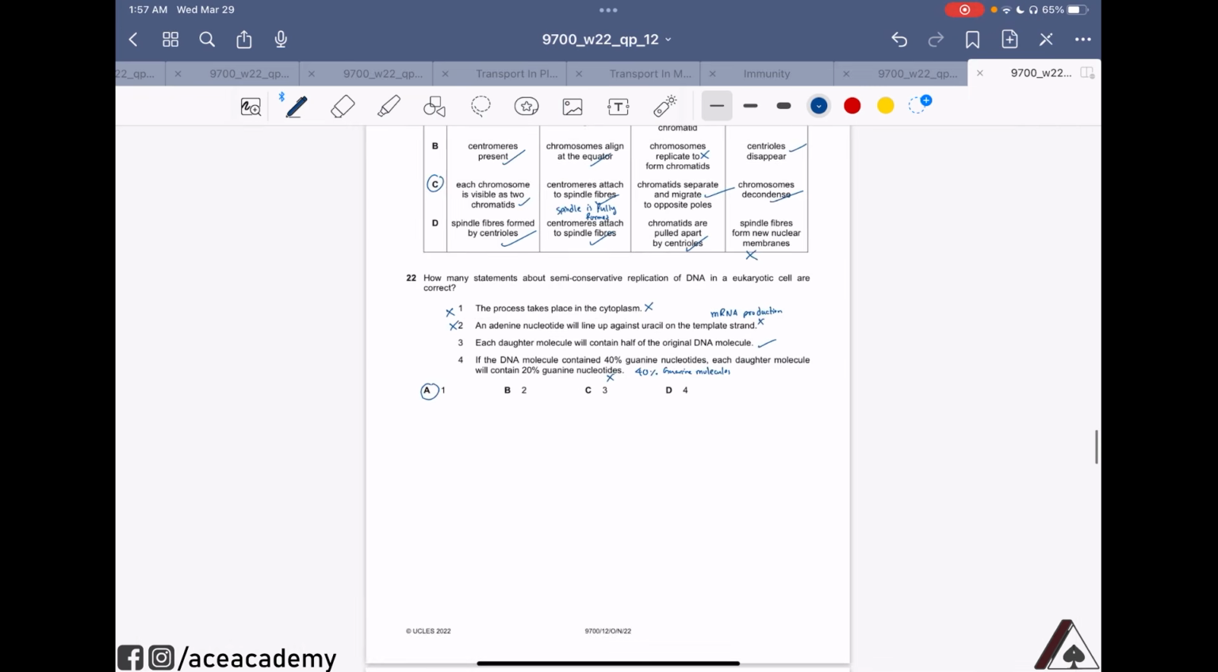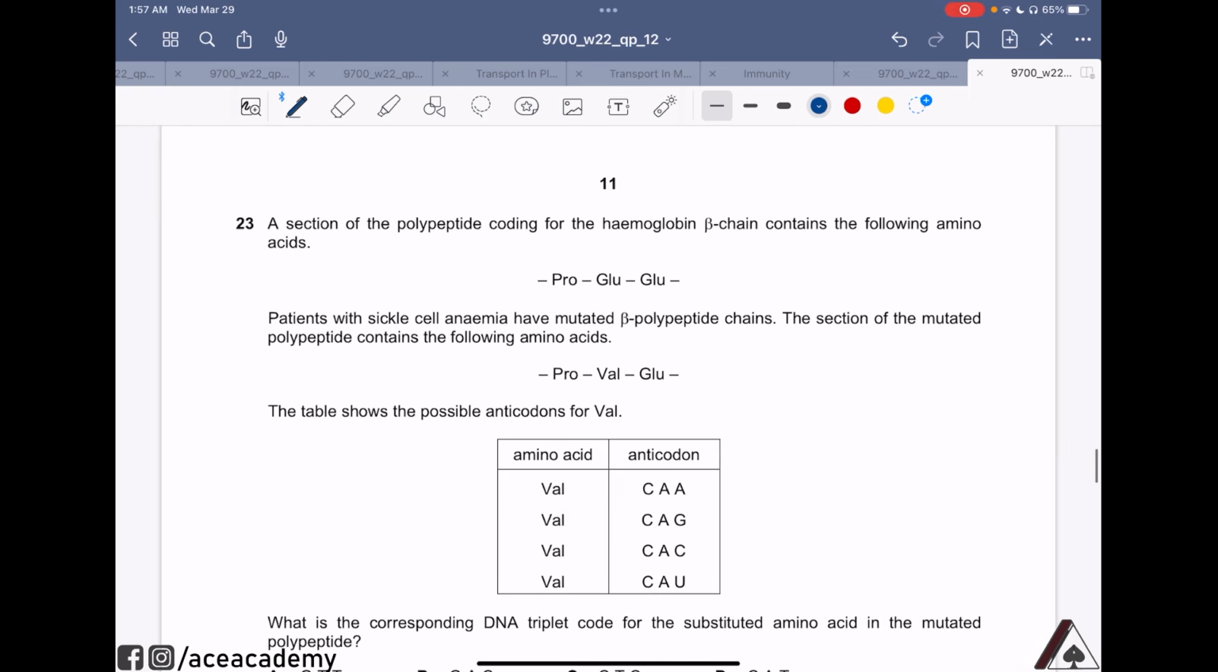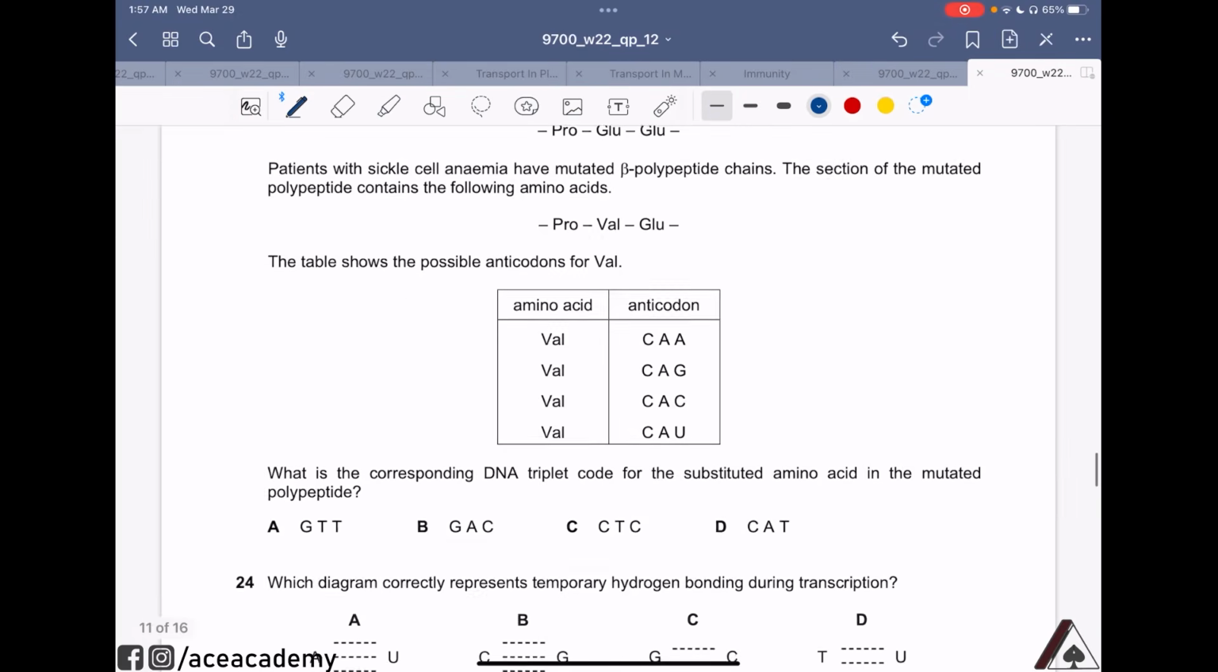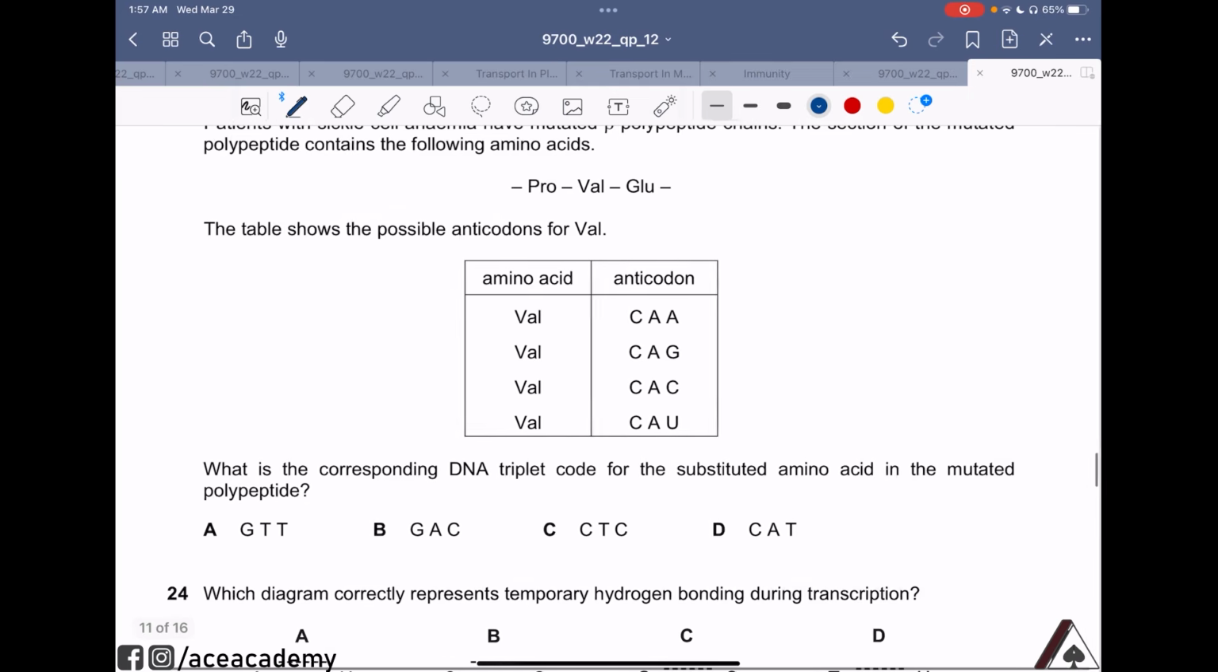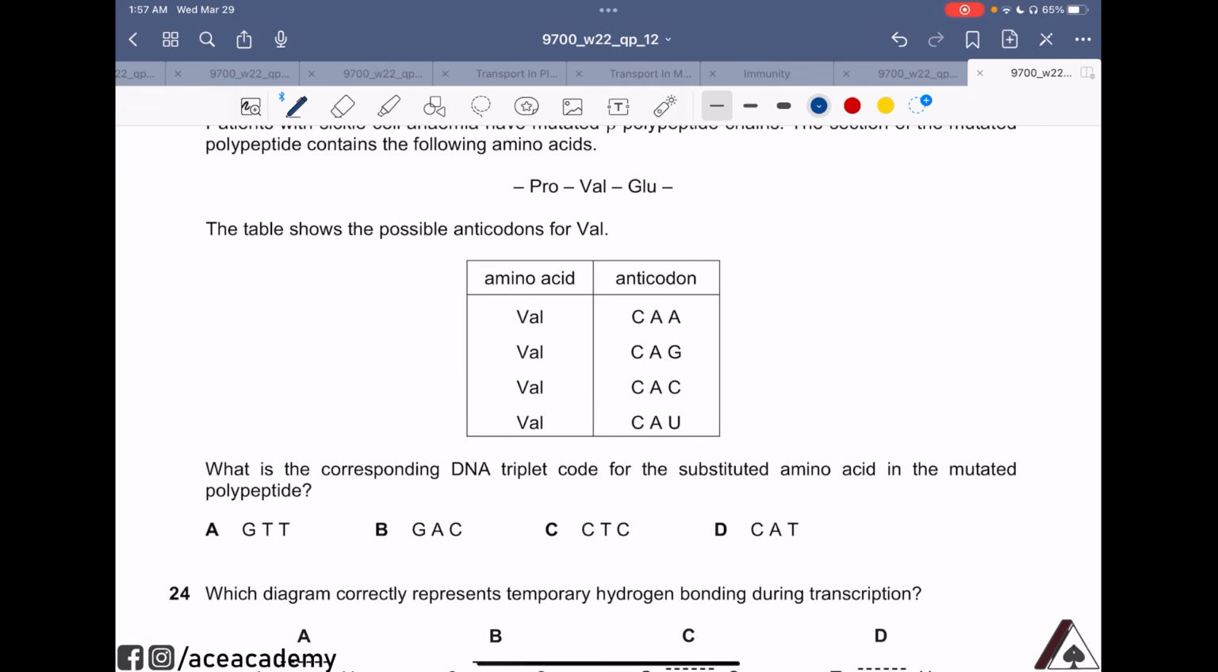So 1 is the only correct option. Number 23. A section of the polypeptide coding for the hemoglobin beta chain contains the following amino acids: pro-glu-glu. Patients with sickle cell anemia have mutated beta polypeptide chains. The section of the mutated polypeptide chain contains the following amino acids: pro-val-glu. The table shows the possible anticodons for valine. What is the corresponding DNA triplet code for the substituted amino acid in the mutated polypeptide?